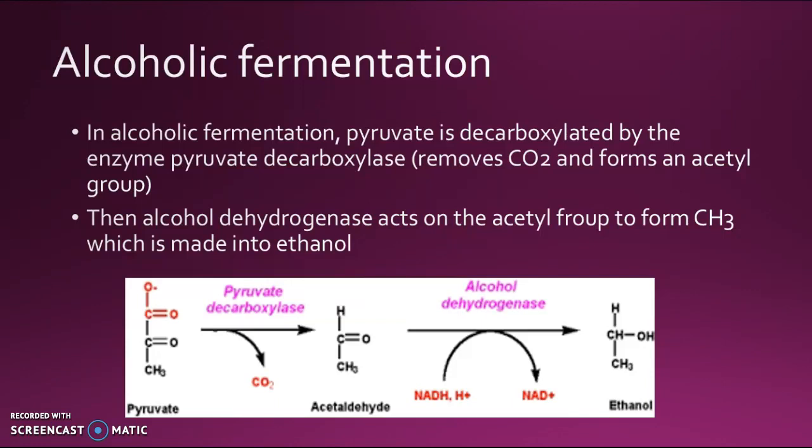Your next step is going to be with the enzyme alcohol dehydrogenase. The dehydrogenase enzyme acts on the acetyl group and it forms CH3, which is then made into your ethanol, which is what everybody is familiar with. And that is your basic overview of the Krebs cycle and fermentation.